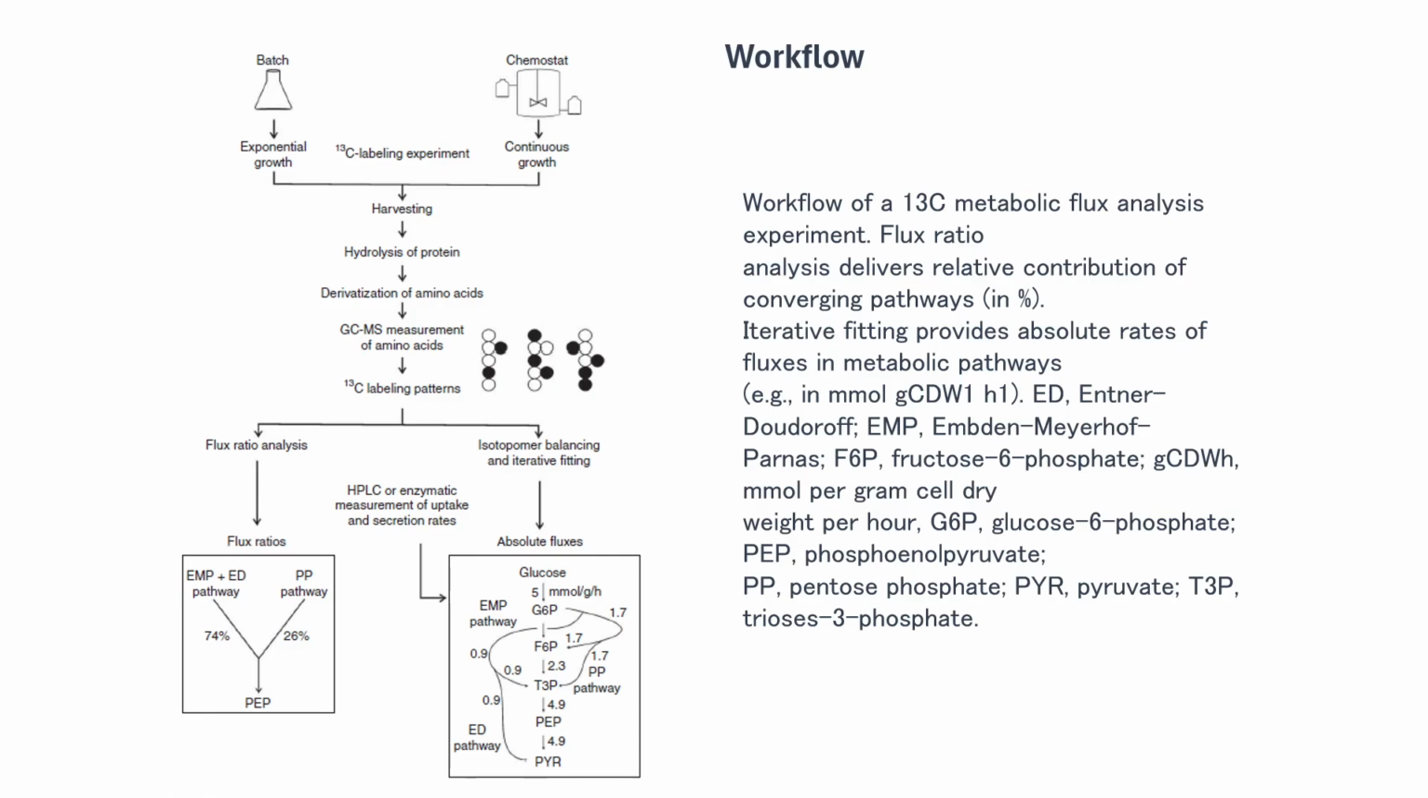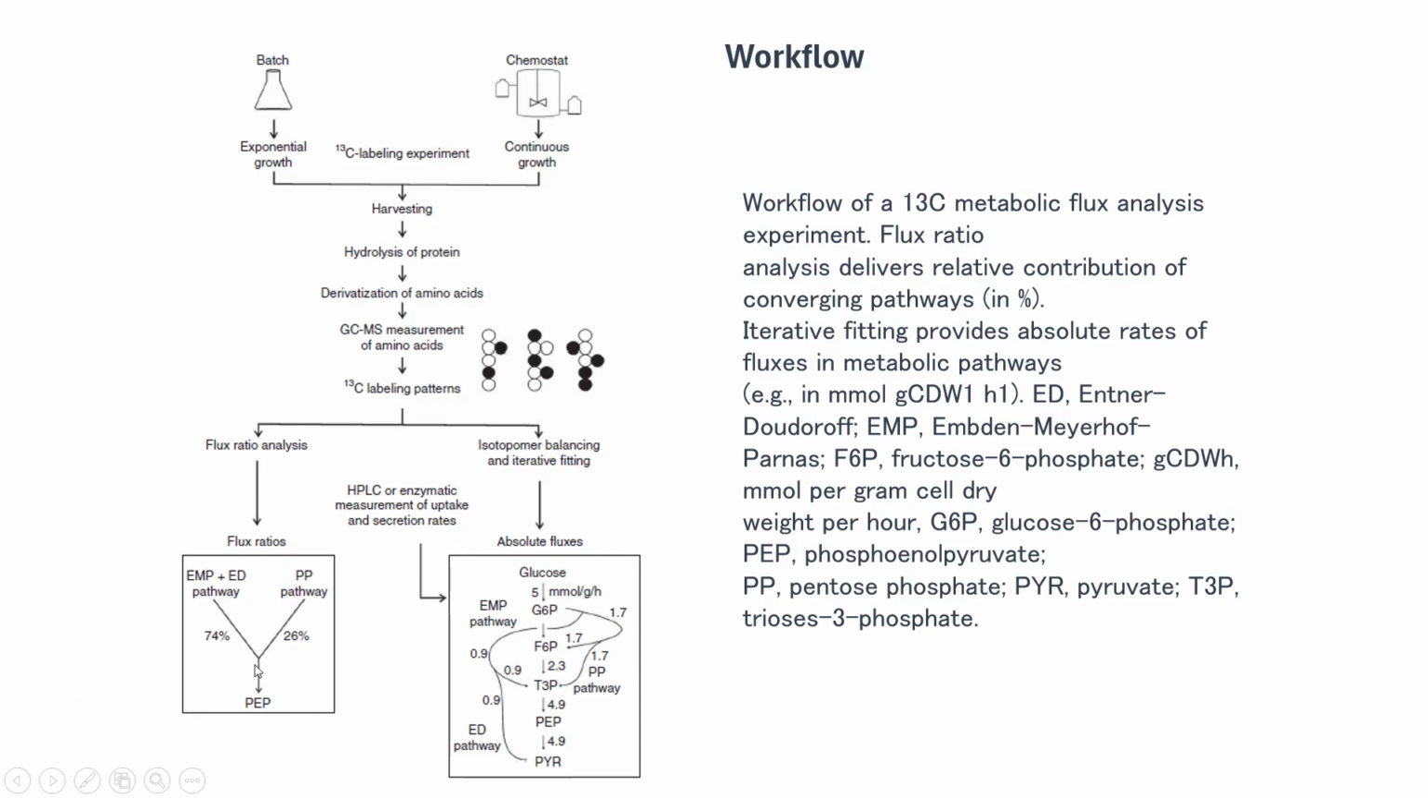pathway is the highest ratio of the flux coming, or you do isotope balancing and iterative fitting, and you do a trial and error method, and you find the fluxes through each of the pathways. Flux ratio analysis delivers relative contribution of the converging pathways.